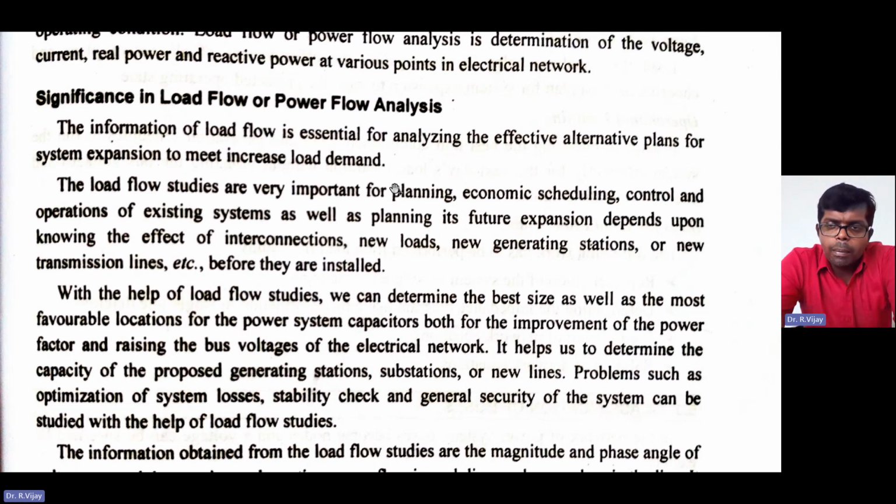Planning means, say for example, if you are going for an extension, the load is increasing like anything in a particular area.